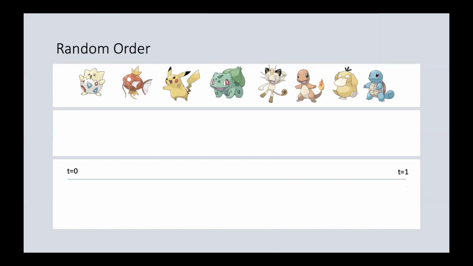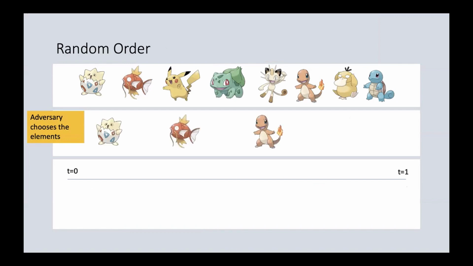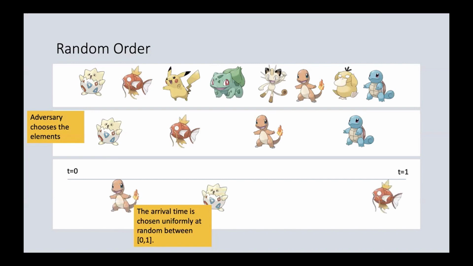To remedy these worst case guarantees, people like to study what they call the random order model. In this model, the adversary chooses the elements first. But then the adversary doesn't choose the arrival time of these elements; the arrival time is chosen uniformly at random between 0 and 1. Now, this obviously leads to good guarantees because the adversary is not as powerful, but the algorithms tend to overfit.